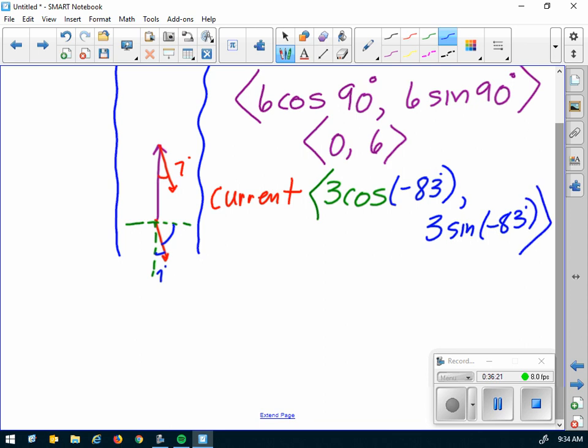What other angle could I have used? What angle would that red one be? 277. Those 277 and negative 83 are coterminal, so they will have the same sine and cosine, so it doesn't matter which one I use.